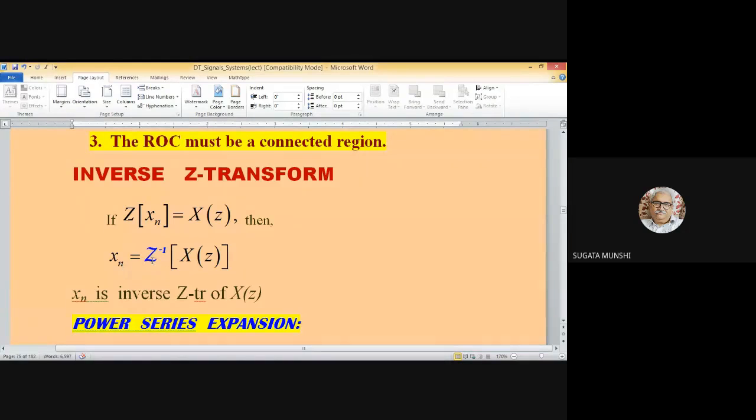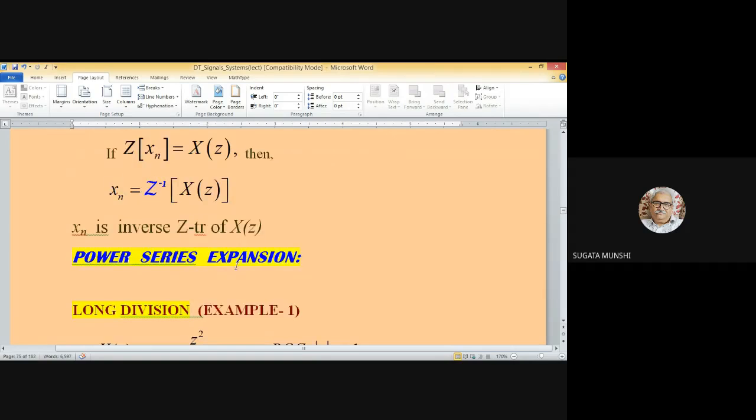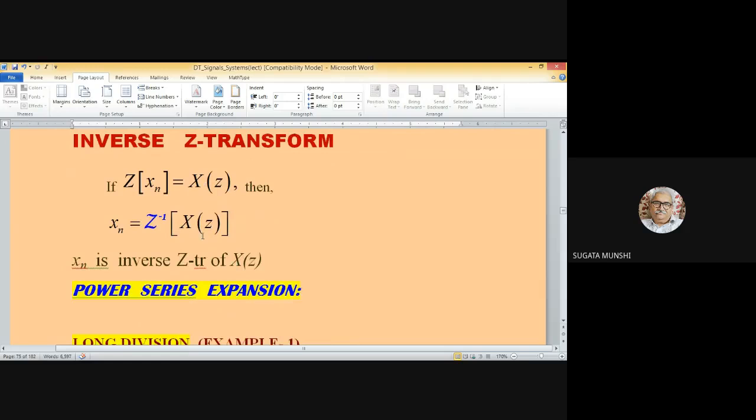Alternatively, you can also find out in certain cases, in many cases rather, the expression for x[n], all right, the closed form expression for x[n]. Say a to the power n u[n] plus b to the power n u[-n-1]. That is an expression for x[n], isn't it? So both these possibilities are there. So in power series expansion, first write down this part, then I'll proceed.